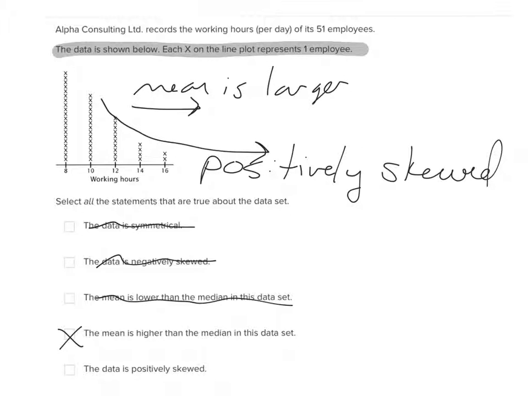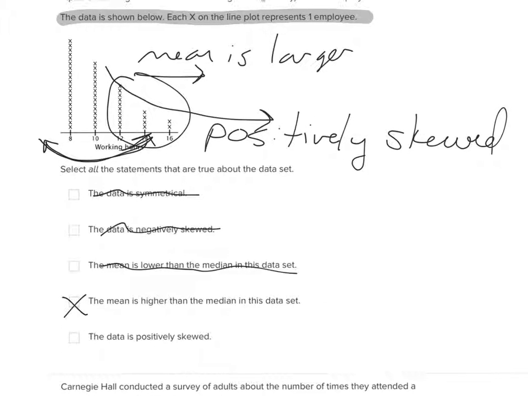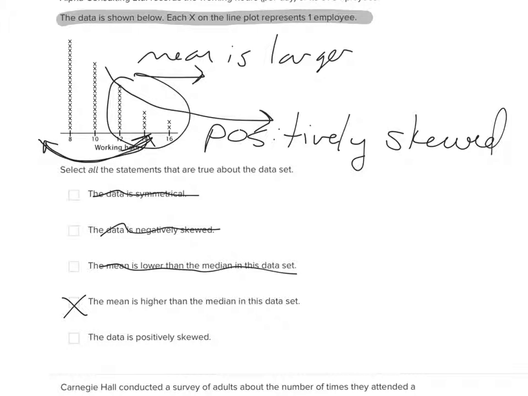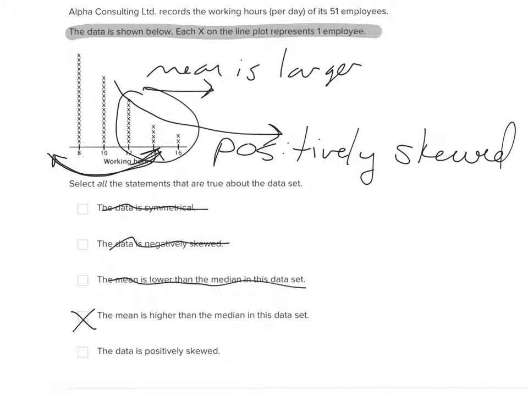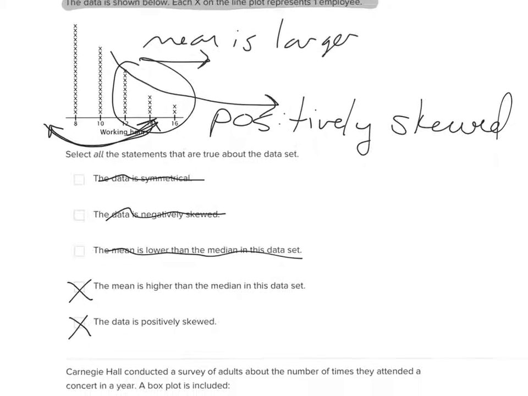Okay? It's because in order to make this symmetrical, you would need all of these larger numbers to be over here. So when they were over there, it would have been symmetrical. But when it went this way, it made the mean higher. Anyway, that's the way I remember it. The data is positively skewed. That is correct. The data is positively skewed. All right.